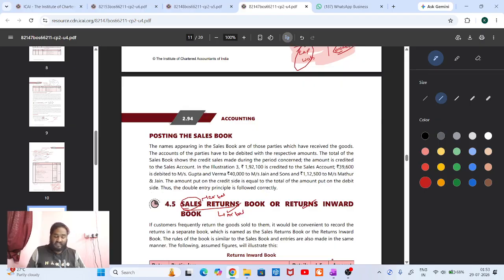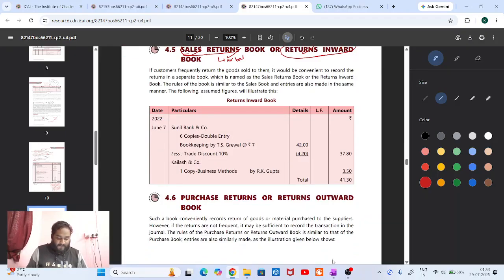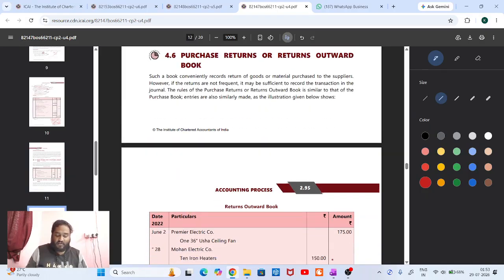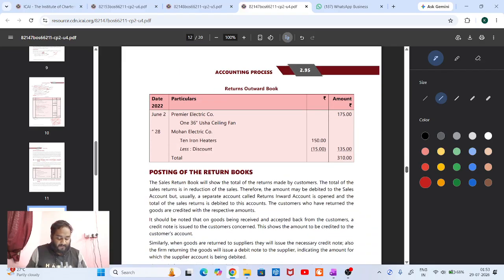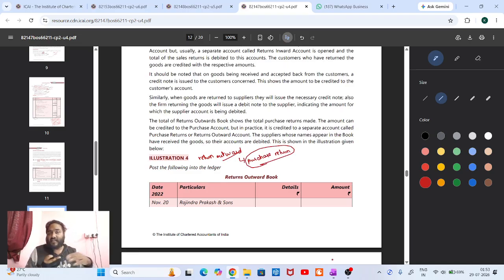So, sales is a representation of income. Sales return is opposite to sales, so debit balance, which is obviously okay. Sales return is written inward. Purchase return is written outward. Purchase is a debit balance. Purchase return is credit balance. I hope you have understood the concept or the logic. Whenever we return something and it goes out, it is written outward.